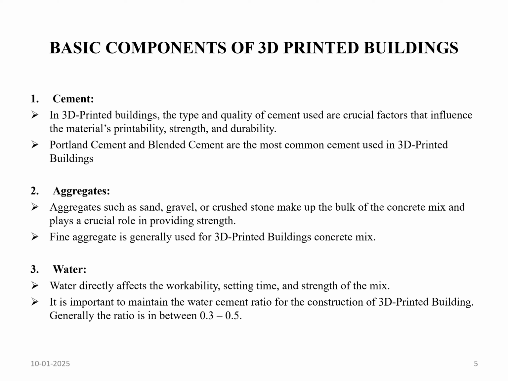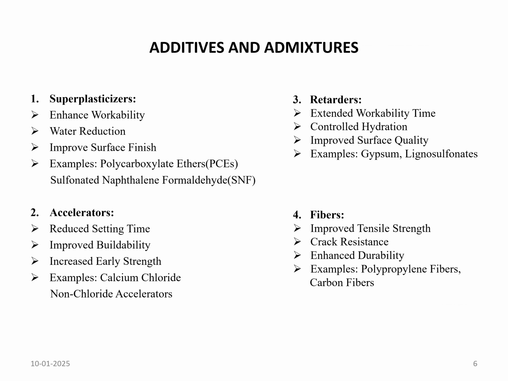Third is water. It is crucial to maintain the water-cement ratio for the construction of 3D printed buildings as it directly affects the workability, settling time, and the strength of the mix. It is generally kept between 0.3 and 0.5.